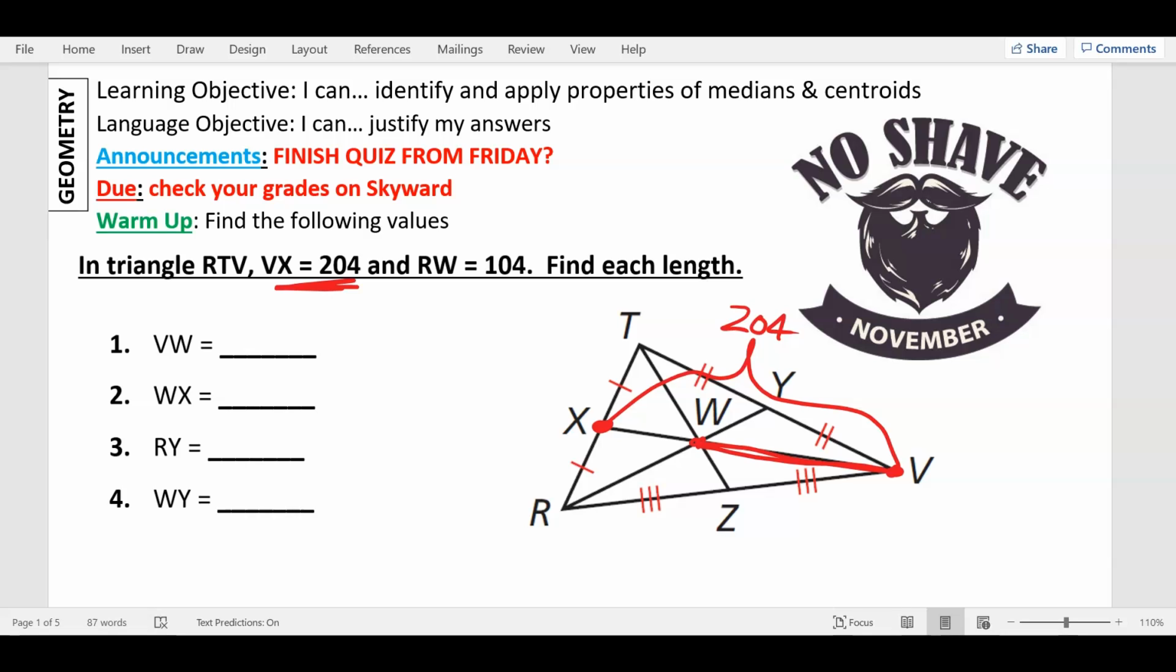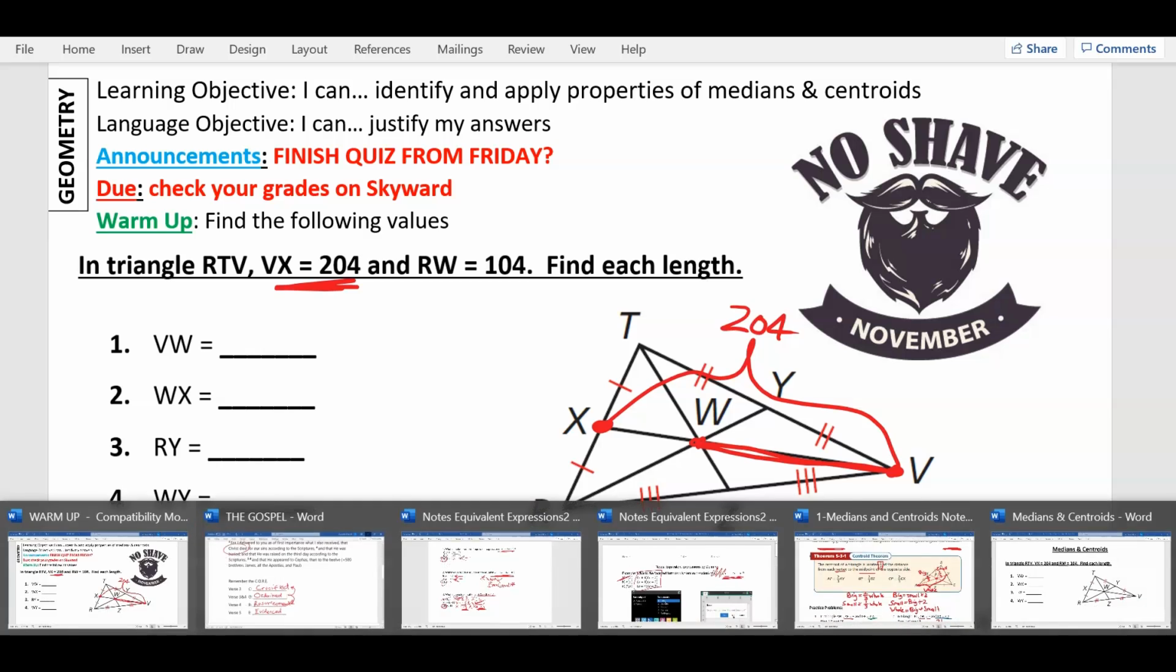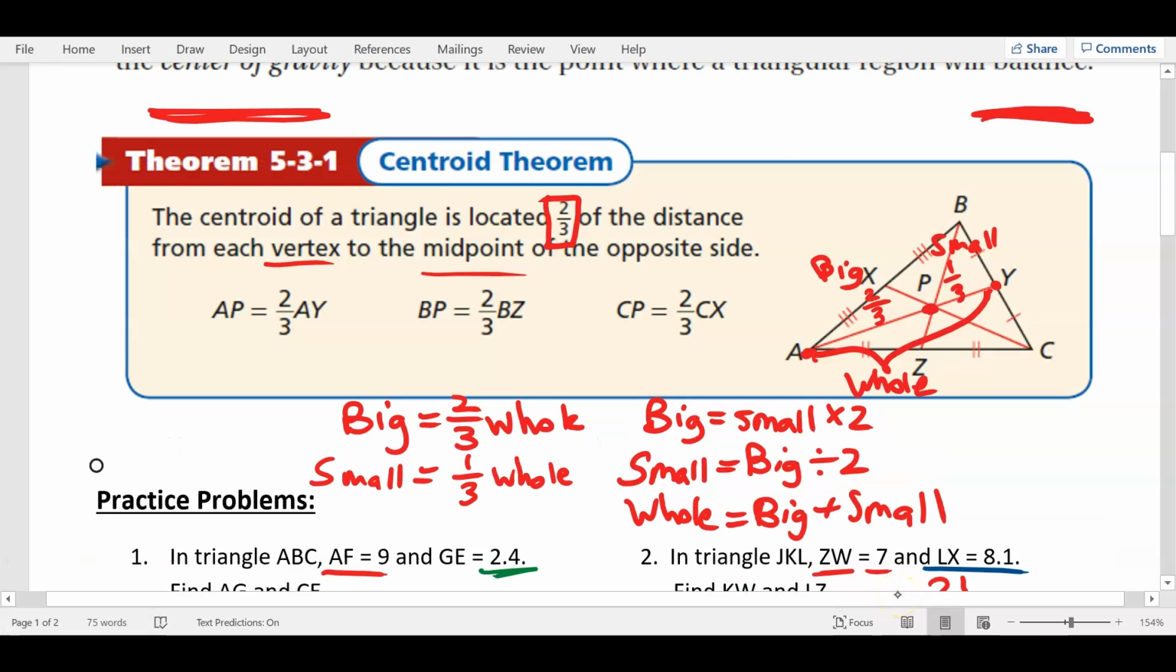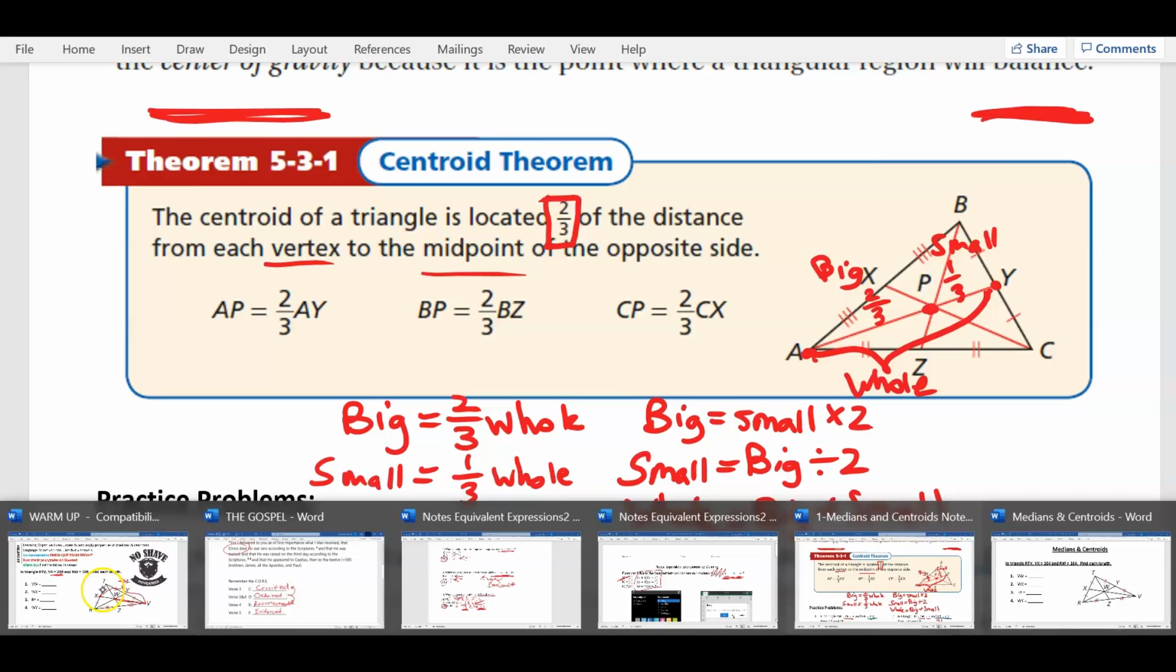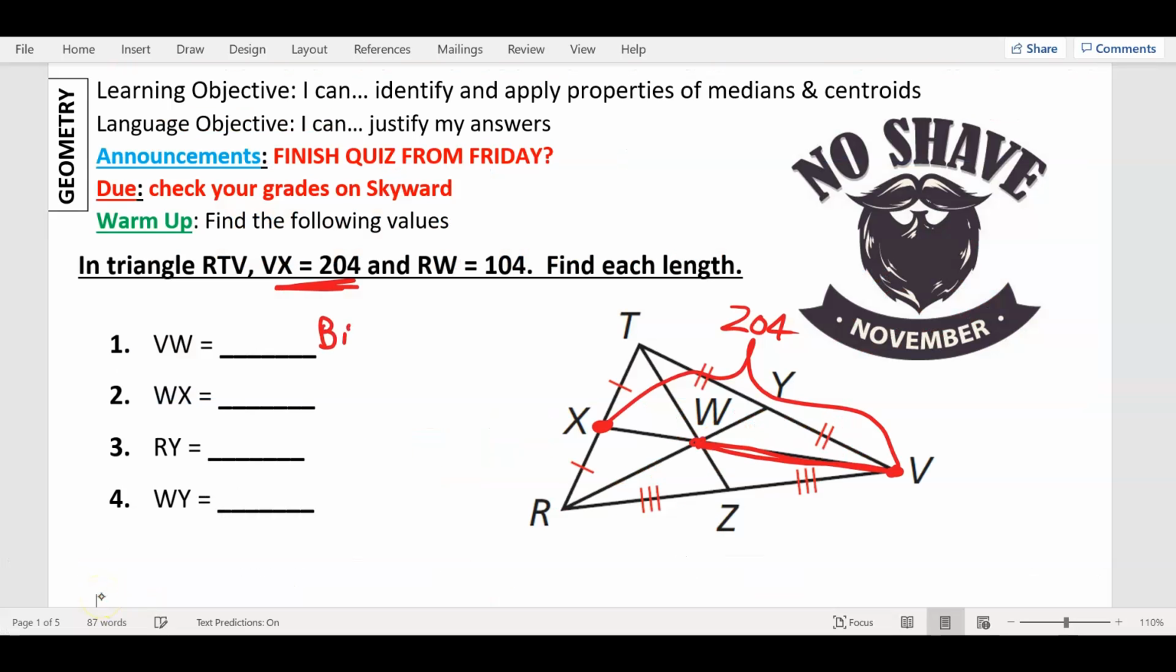If you forget or you need a reminder, let me show you exactly where it is in your notes. Right here, okay? 2/3. And we even wrote it right here. The big one is 2/3 of the whole. So that's what I'm going to use to get the big piece. Go ahead and write that down over here. Big equals 2/3 of the whole. So that means 2/3 of the whole thing, which we labeled, is 204. 2/3 times 204.